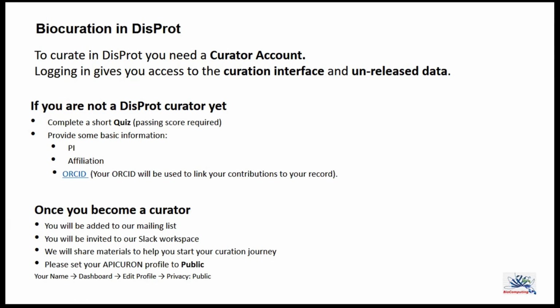If you are not a DisProt curator yet, we will send you a short quiz, or maybe we already sent it to you. When you get your passing score, we will create your account based on your ORCID. We will also request information about your PI and your affiliation, okay? And once you become a biocurator, as I said already, we should have added you to our Slack workspace. If we haven't yet, we will add you to our mailing list. And we will be sharing materials for you to start your curation journey, okay?